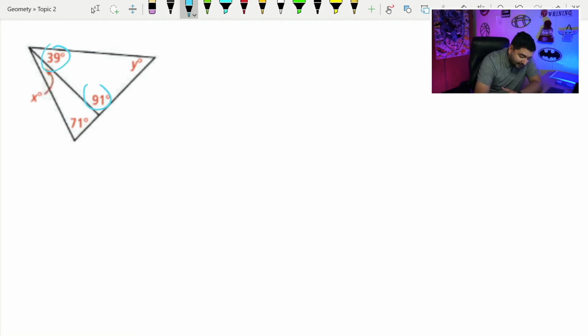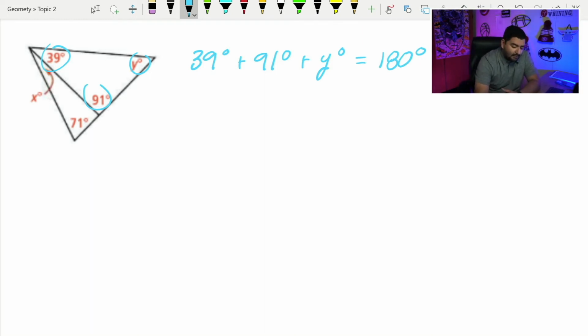Again, we're going to add these three together. This is going to be 39 degrees plus 91 degrees plus that y degrees that we don't know. But we know that all of this has to have the sum of 180 based off the Triangle Angle Sum Theorem.